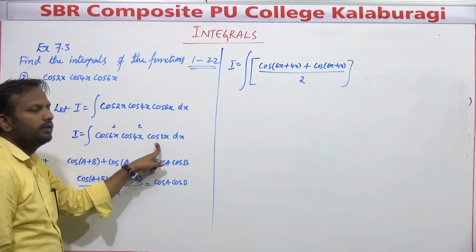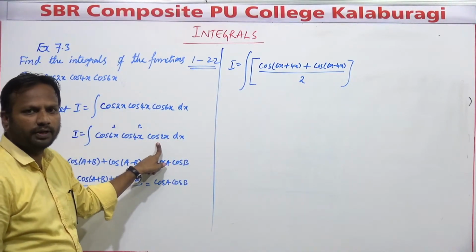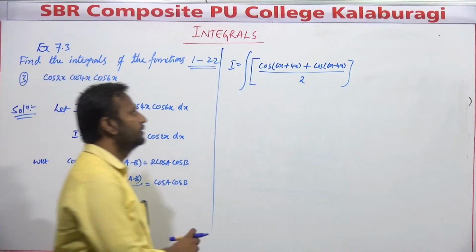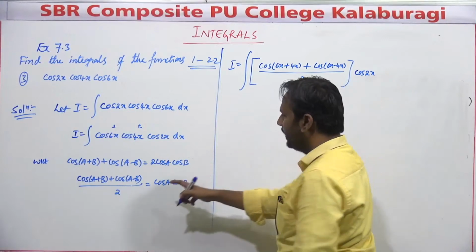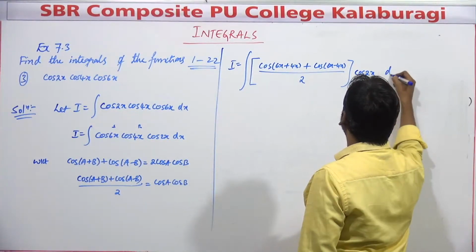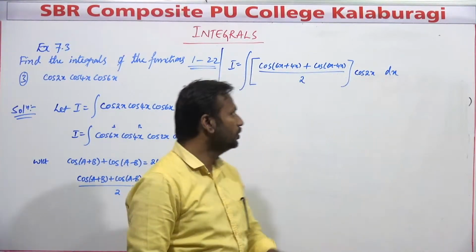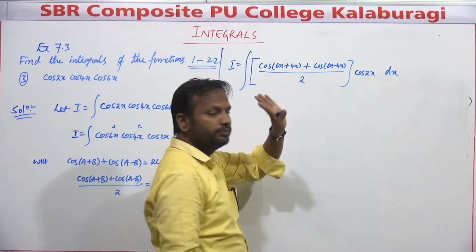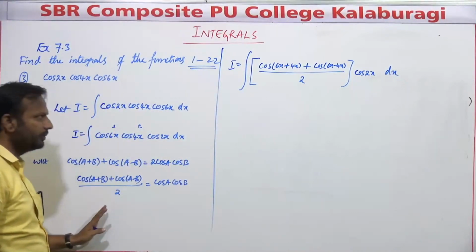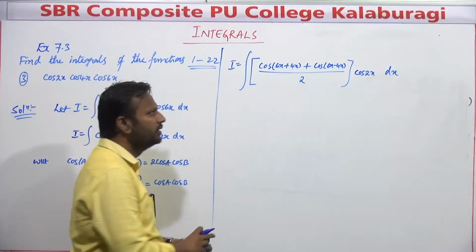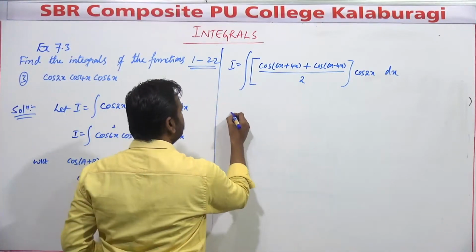So one more trigonometric ratio is left out here. Which one? Cos 2x. That you should multiply after applying the formula, with respect to x. Got it? So this cos 2x multiplies both the terms. That's why we have substituted the bracket here. We have applied the formula, right? Further, you simplify the things here.